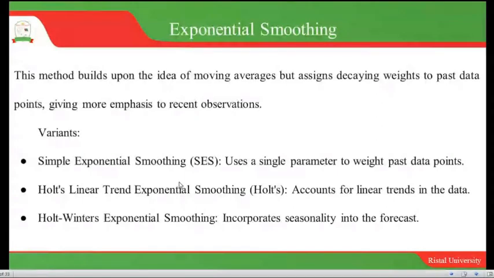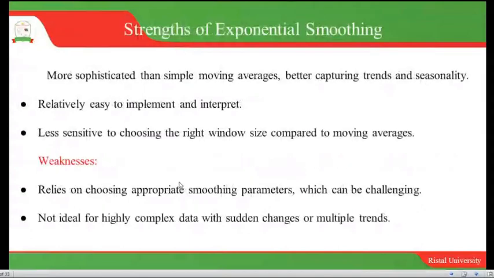Part of the strengths, or what we could call advantages, is that it is a relatively easy method to implement and interpret. If we are looking at seasons, we can very well interpret that. And it is also less sensitive to choosing the right window size compared to moving averages. We can always choose easily if it's a season like the one that I've just given for COVID-19. Part of the weaknesses of this particular method is that it relies on choosing appropriate smoothing parameters.